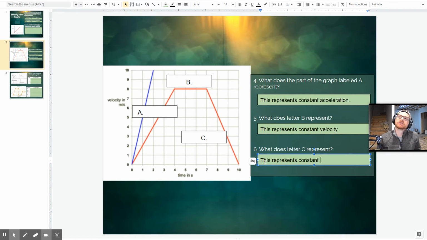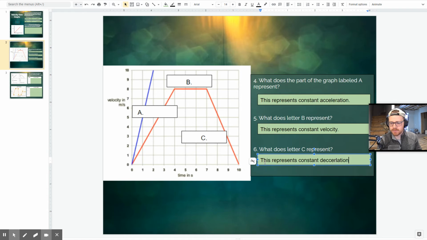I'll just put it down, because I don't use this term very often. I work more with negative, positive directions rather than this word. We'll say that this represents constant deceleration.